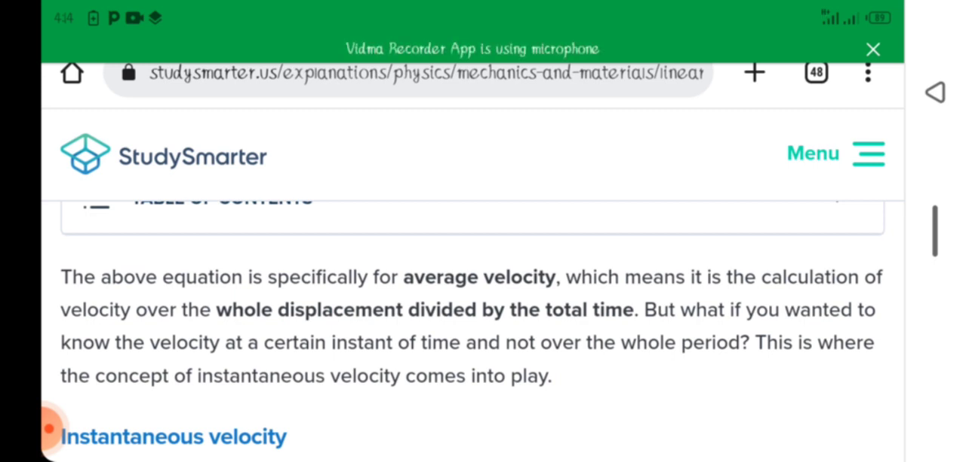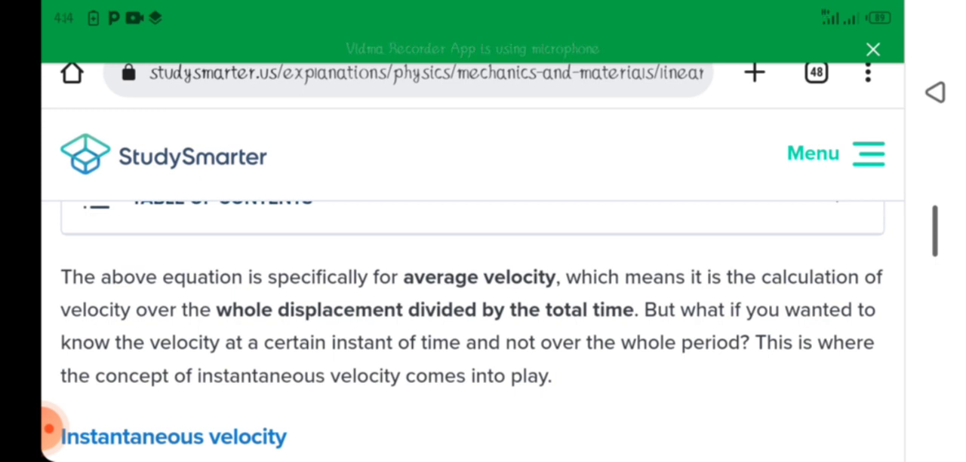And translational motion is a type of motion in which a body moves in a straight line, like that of a car moving from point A to point B. That's translational motion. A body moving in a straight line is not moving in a curve or whatever, it's just going straight from one point to another.